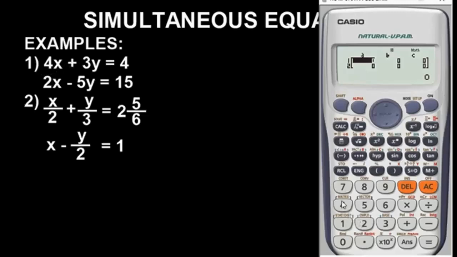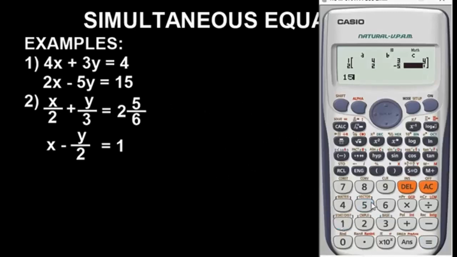Okay, so in this example 1, the first equation, our A will be the coefficient of 4x, which is 4, press equal to. Our B will be the coefficient of 3y, which is 3. Then our C will be our constant, which is 4. Alright, press equal to enter. Now, for the second equation, our A will be the coefficient of 2x, which is 2. Now, our B will be the coefficient of minus 5y, which is minus 5. Okay, so our C will be our constant, which is 15.